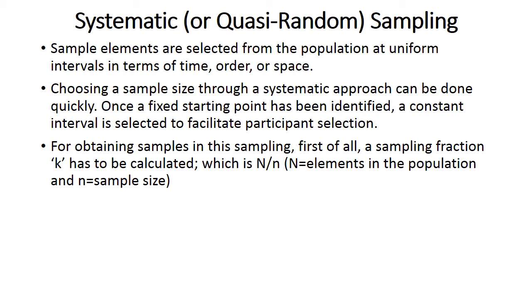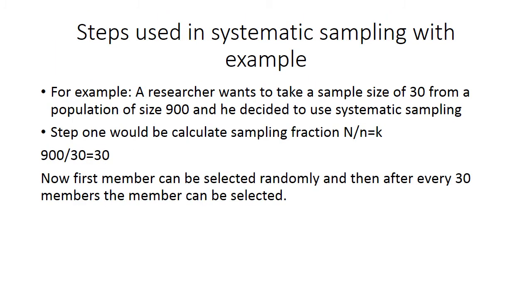Now, for obtaining a sample in this sampling, first of all, the sampling fraction is decided, which is denoted by a small k, which in mathematical form is equal to capital N divided by small n, which is elements in the population divided by the sample size. This is called your sampling interval. Now it will be clear with the help of this example.